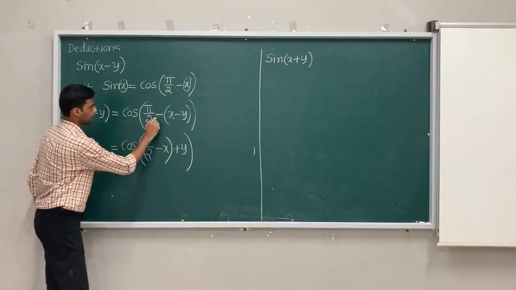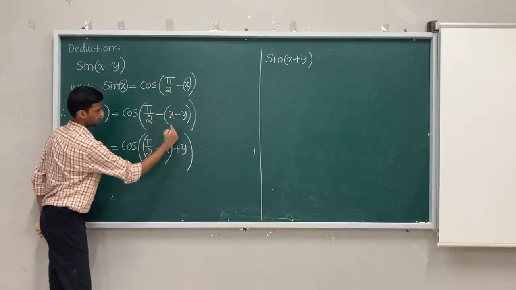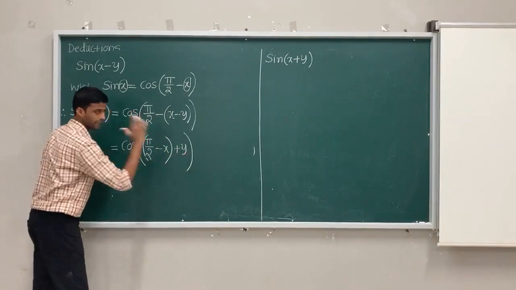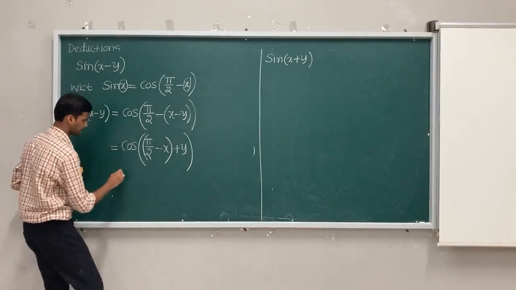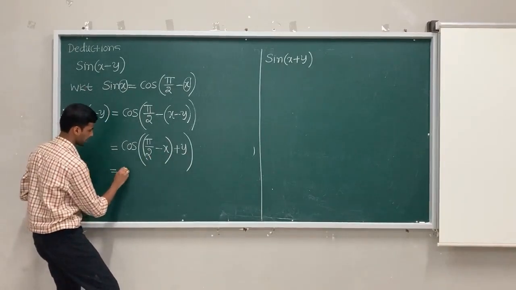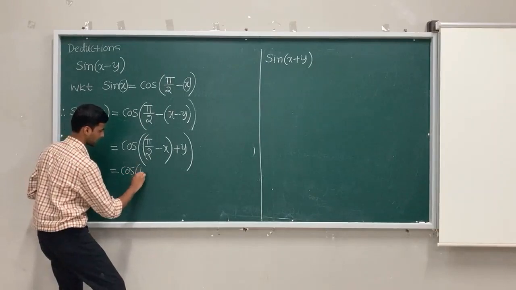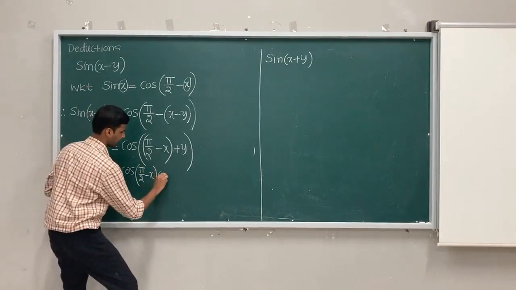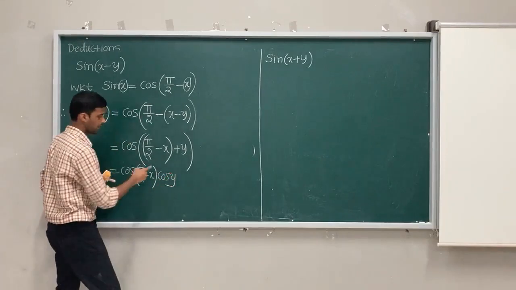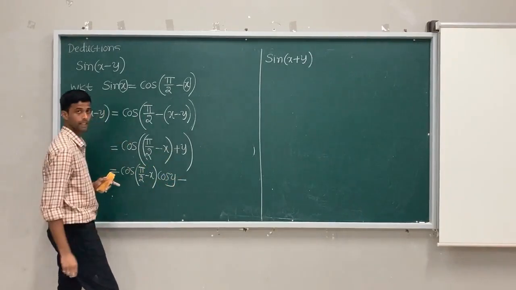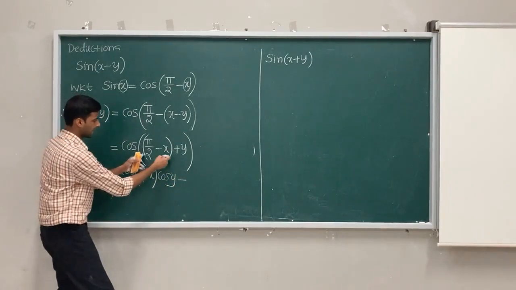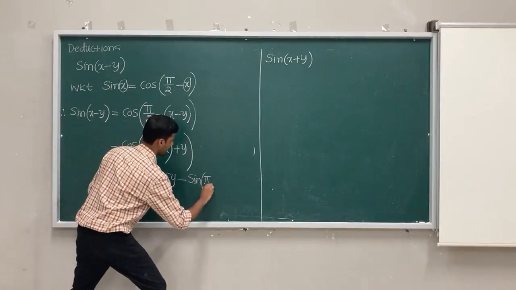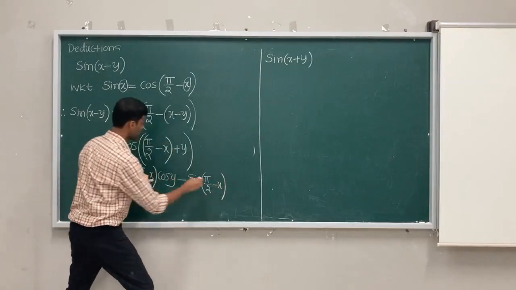Is it correct? Minus x, minus becomes plus. It looks like cos of x plus y. In place of x we have pi by 2 minus x. I know cos of x plus y is cos x cos y minus sin x sin y. So it is cos of pi by 2 minus x into cos y. Because of minus, in between you get minus sin of pi by 2 minus x into sin y.